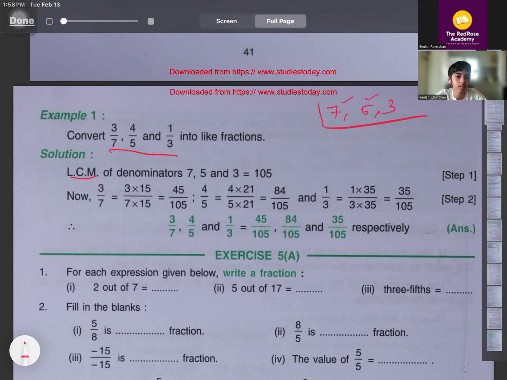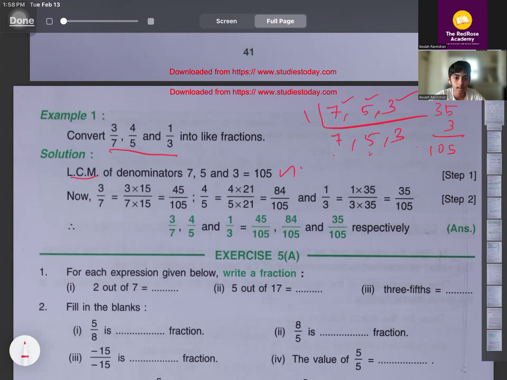All these three are prime numbers. They won't divide by any other factors; they are divisible only by 1 and themselves. So multiply all: 7 times 5, and then times 3. 7 times 5 will be 35. 35 times 3 will be 105. Got it? So 105 is the LCM.